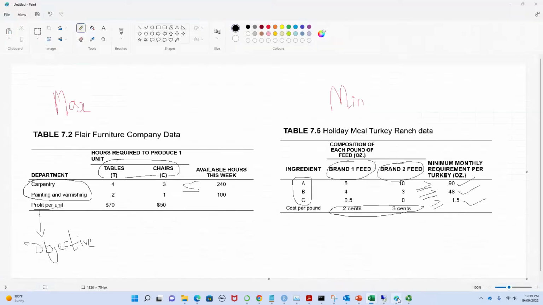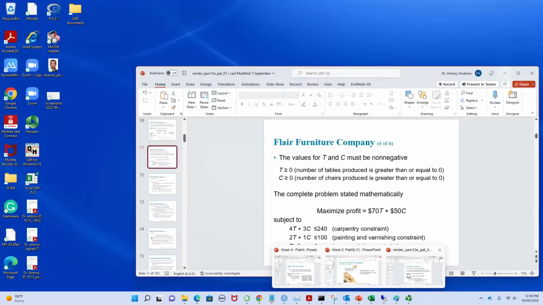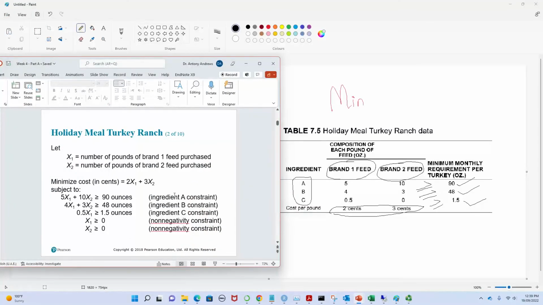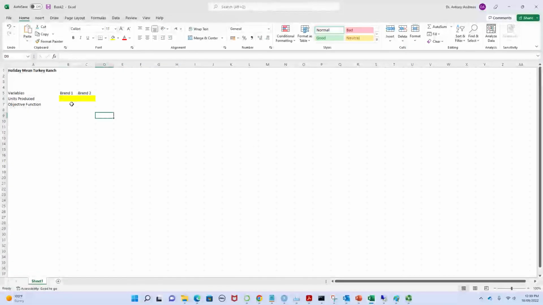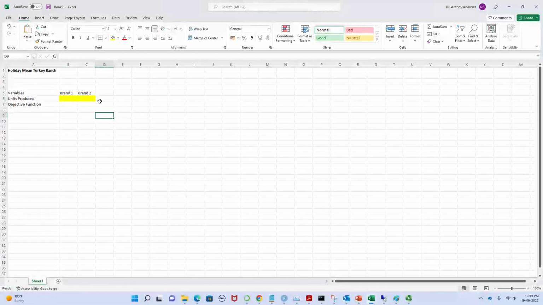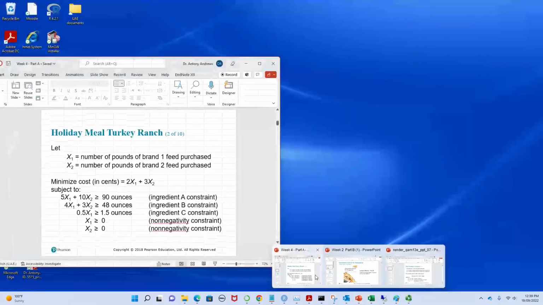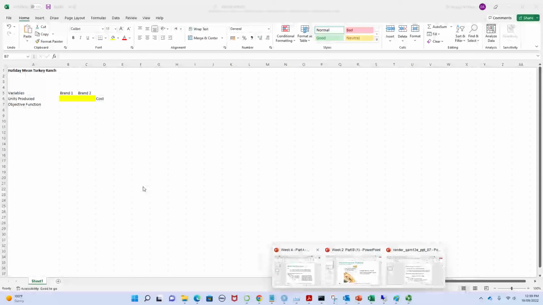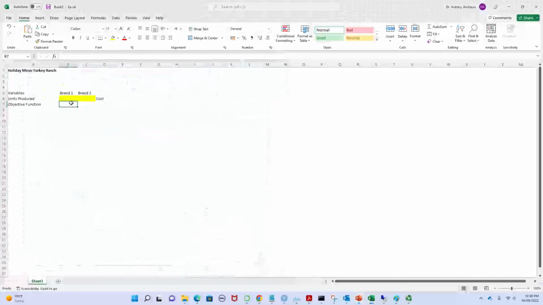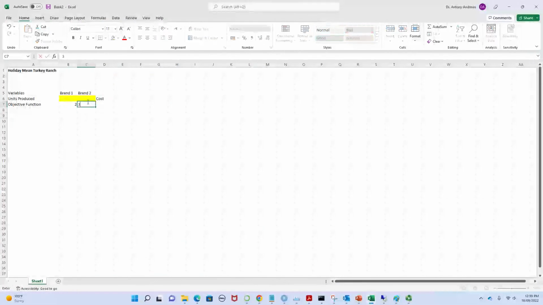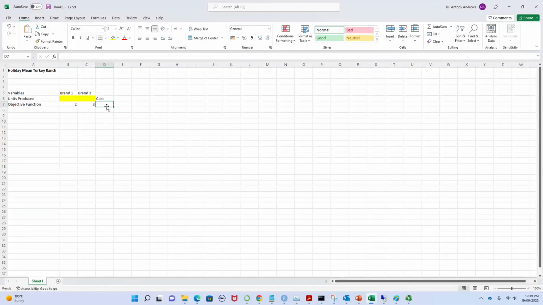If you look into that minimizing problem here, there you go. X1, X2 are the units produced. We don't really know what that is, right? Objective function is the cost, right? So I'm just going to put that here, cost, right? And my cost here is 2x1 plus 3x2. So 2, 3.